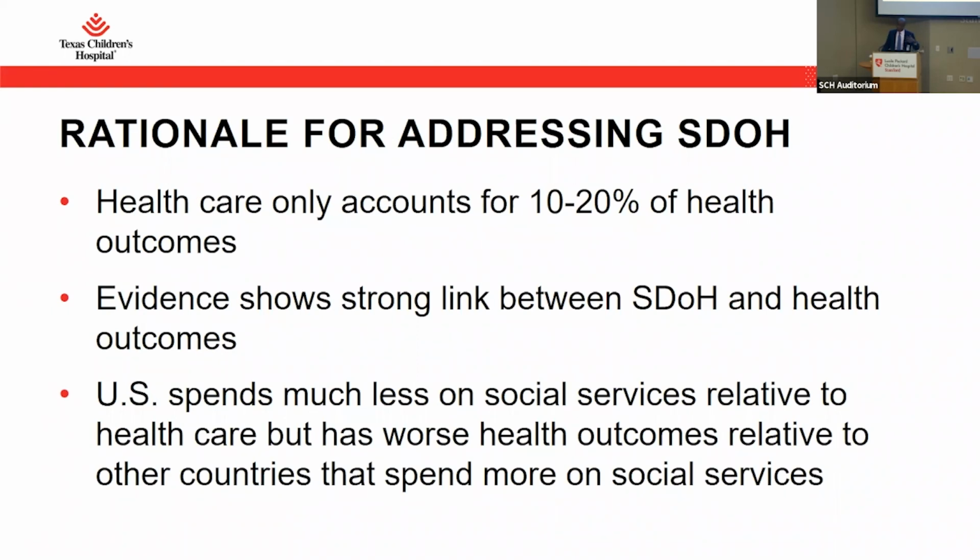And when you look globally in terms of how the United States compares to other countries, we invest so much more in healthcare relative to social care. And then when you look at our health outcomes, we do much more poorly relative to other countries who spend more of their resources on social services. So it's just an interesting perspective when you look at us in the global landscape and where we should be making our investments. So this has been the theoretical rationale for really going after social determinants of health.